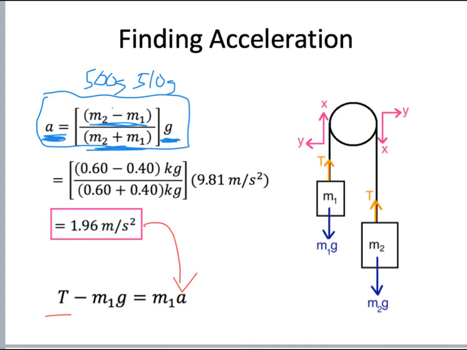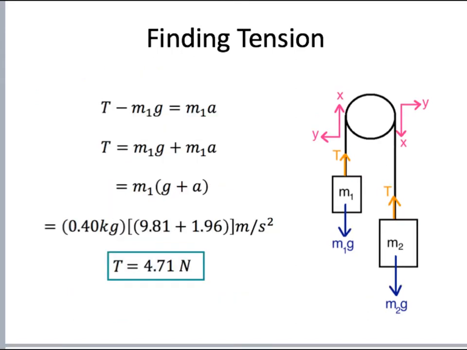Now, what we want to do is actually find the tension. And so we're going to plug in our values for M1G, our value for M1 here, and our value for A. And so here I've got my tension, it's minus M1G. Now, if I wanted to, I could plug the numbers directly in, but I just want to show you the relationships before we plug in numbers. If I were actually working this problem, I'd go ahead and plug in numbers.